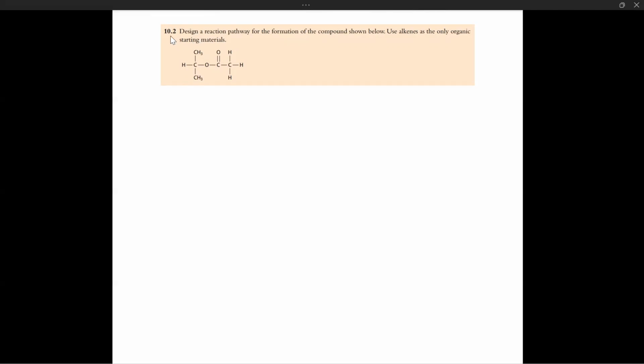So, okay. Design a reaction pathway for the formation of the compound shown below. Use alkenes as the only organic starting material. Now, again, I want you to put yourself in the shoes of a scientist. You are in the lab, you work for a perfume company, you work for Christian Dior, they make good perfumes, or you work for Versace or some other company, your favorite perfume company. And you are a chemist in their laboratory. You need to create this chemical over here. It's used in perfumes. Now, what is this chemical?